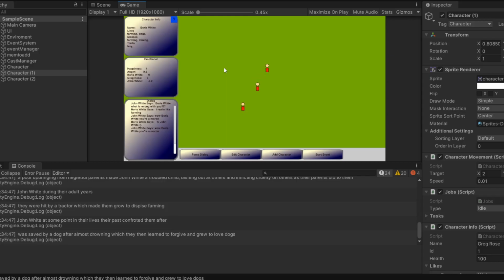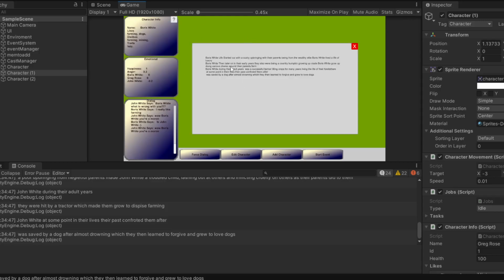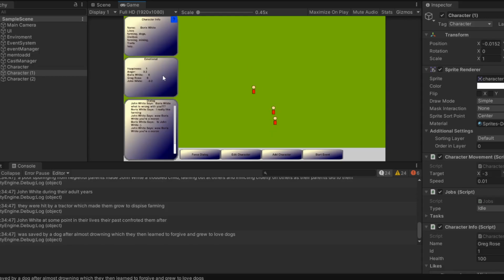So the next system I want to show off is the personality system, where these traits are also fed in by the history system. We also have an emotional AI system, which is rather basic. It will just take on a happiness and anger, and it will influence the actions of these characters.